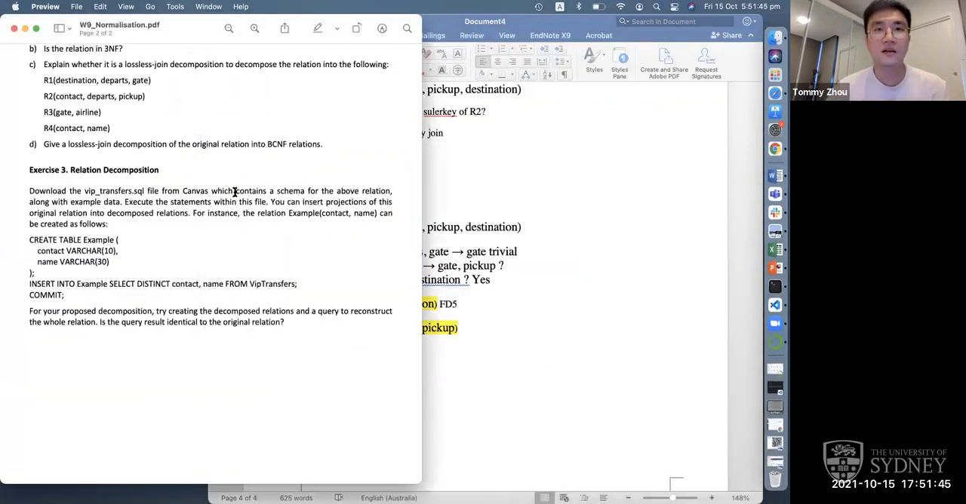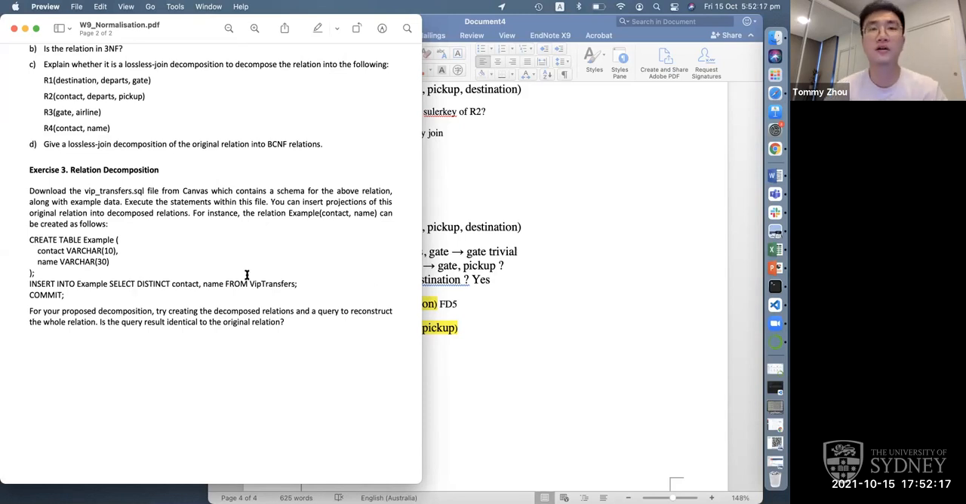Okay, next, exercise 3, relation decomposition. Download the VIP transfer.sql file from Canvas, which contains a schema for the above relation, along with the example data. Execute the statements within this file. You can insert projections of the original relation into decomposed relations. For instance, relation examples, contact name can be created as follows. And we're going to insert examples in there.